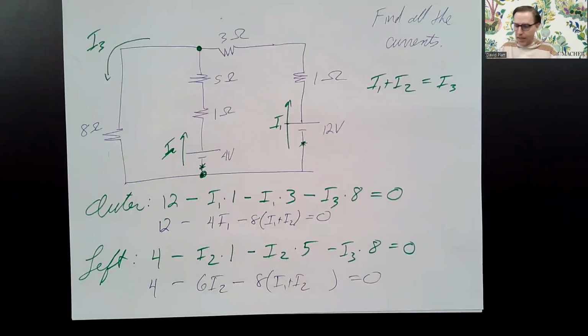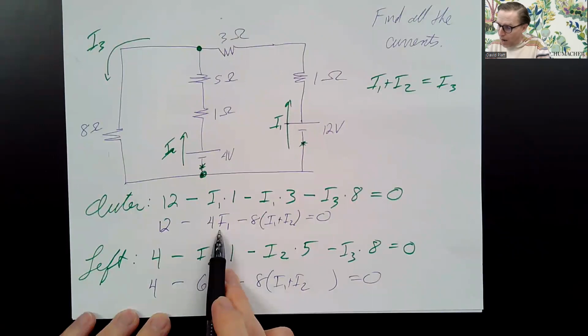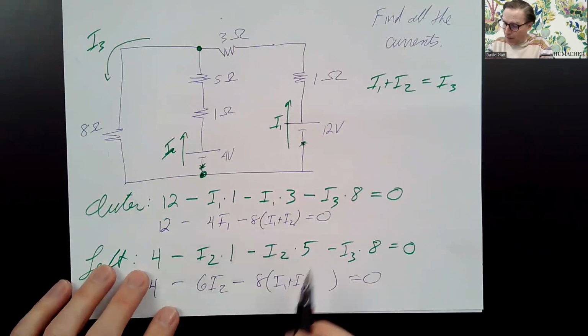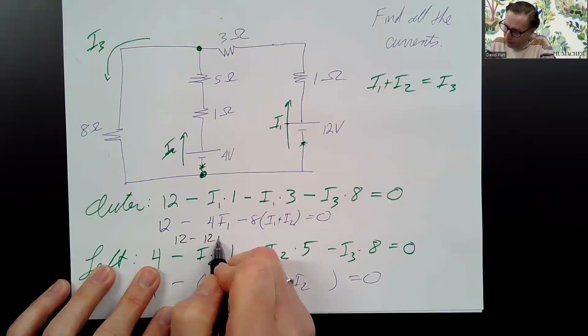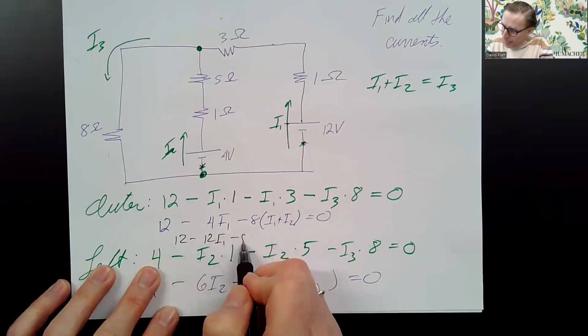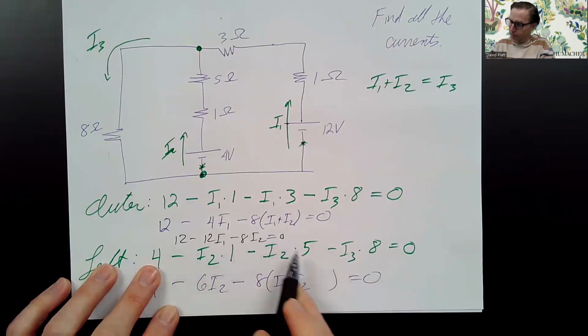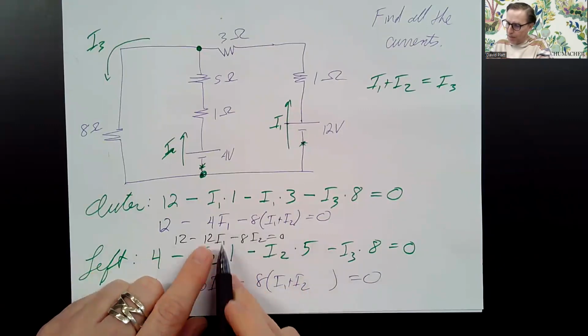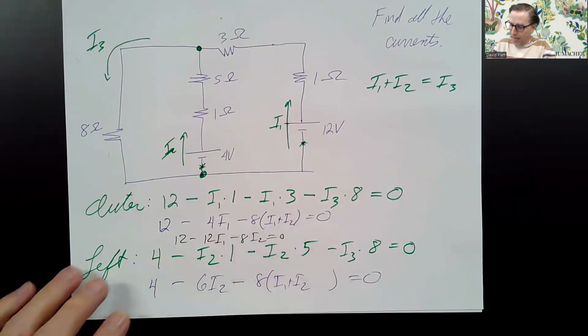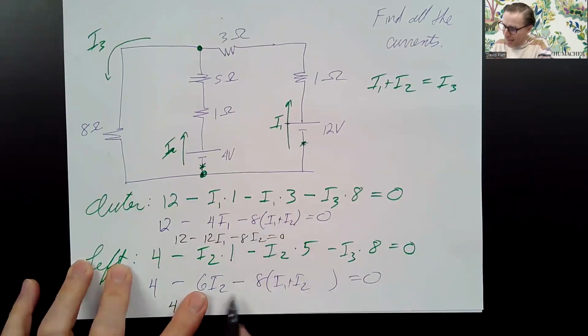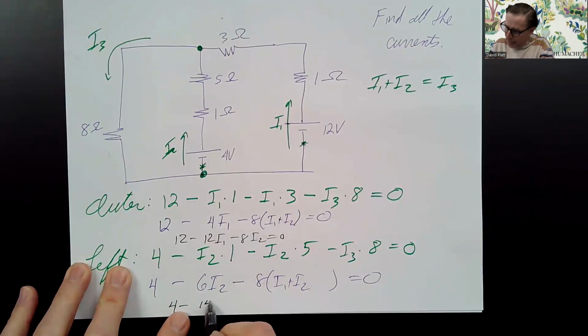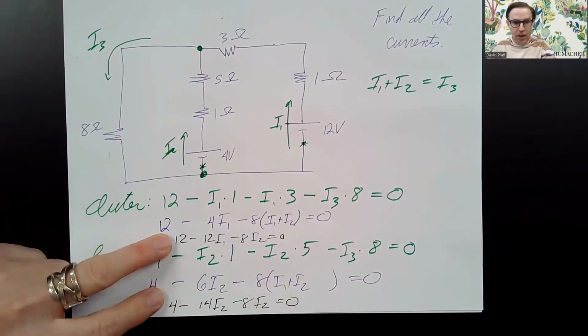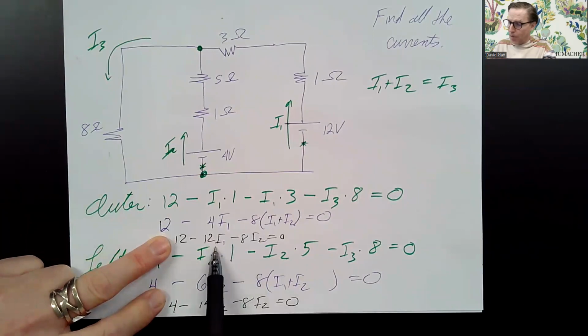And then I can further simplify in a third equation. Here I've got minus 4I1 minus 8I1, that's actually 12I1. I've got 12 minus 12I1 minus 8I2 equals 0. Here I have 4 minus 6 and 8 is 14I2 minus 8I2 equals 0. And these two equations, this has I1 and I2, this has I1 and I2.